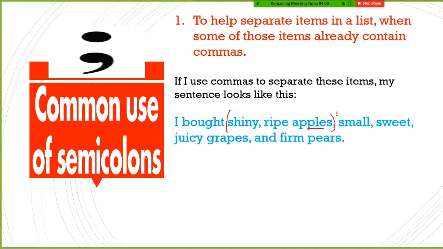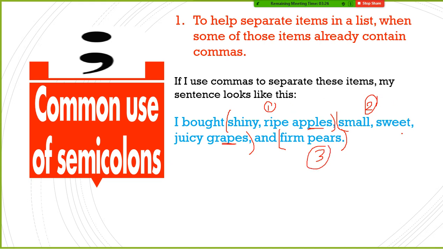Yes. Small, sweet, juicy concern grapes. Firm concerns pears. Yes. Now, I have here three things, three groups, and within each group I have a list of things. So where are the main groups? This is group number 1, the apples with their description. And this is group number 2, the grapes with their description. And this is group number 3, the pears with their description.